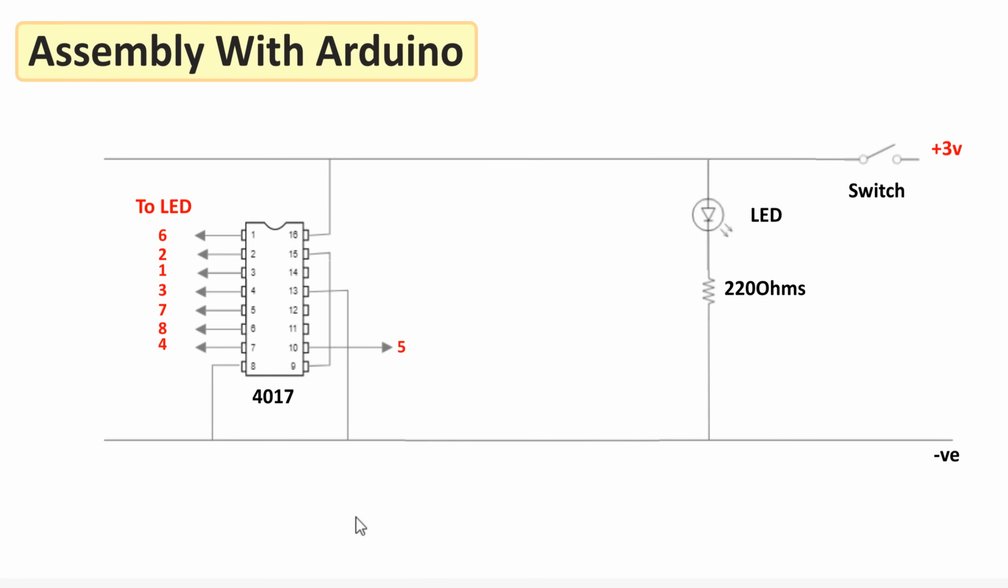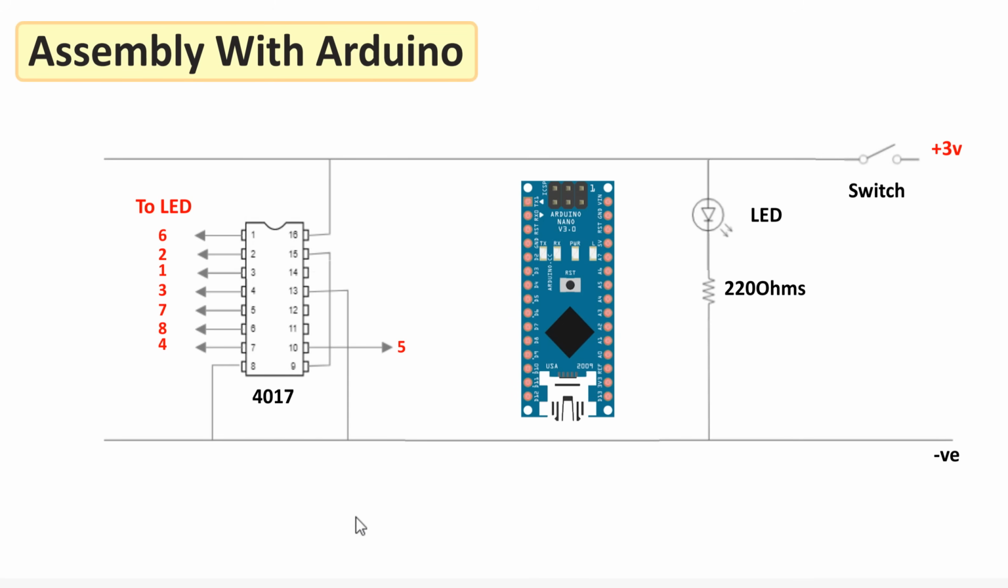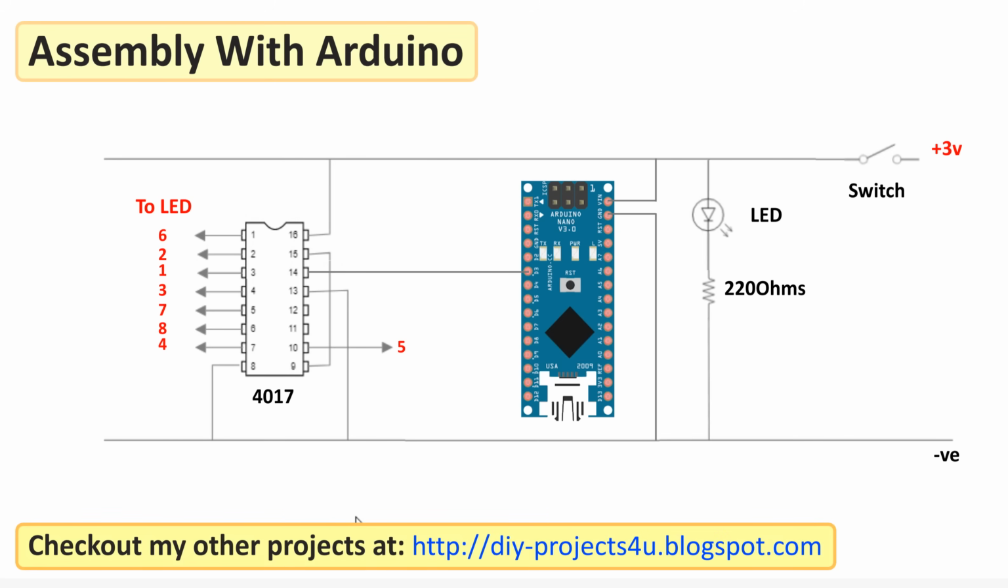Now, if you want to do the same with an Arduino, you just need to remove the 555 IC and add the Arduino in place of it. After connecting the Vin and ground of the Arduino to the positive and the negative rails respectively, connect any one of the digital pins to pin number 14 of IC4017. That's it. Easy. I'm not going to explain the code here, but I'll provide the link in the description below.